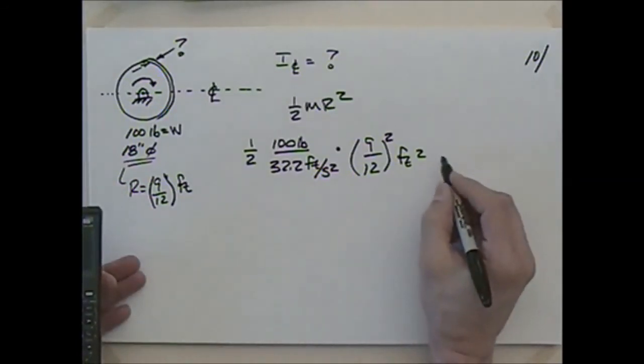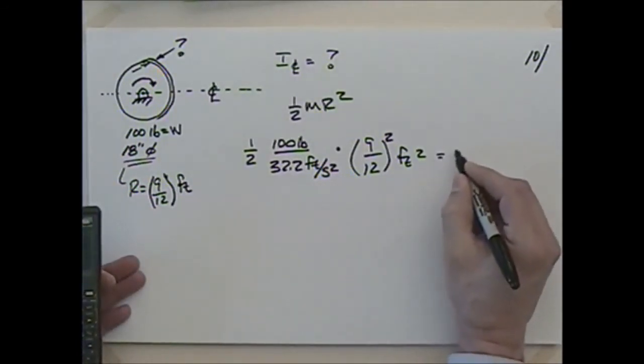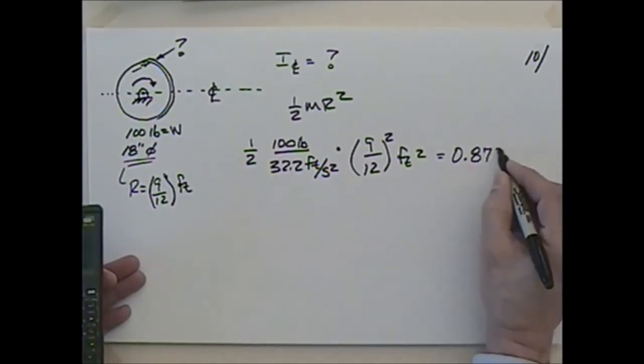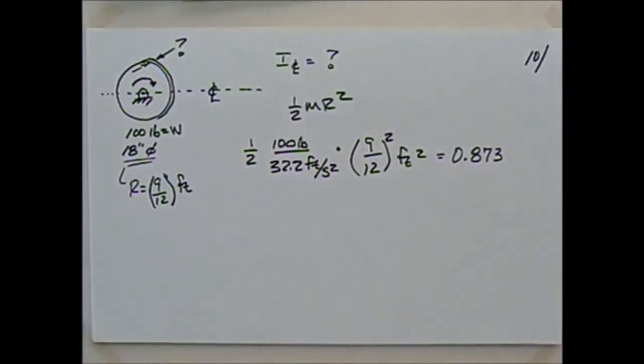Anyone come up with 0.873? Anyone get that number? Few people? Great. Okay, good. Okay, so the calculator works.